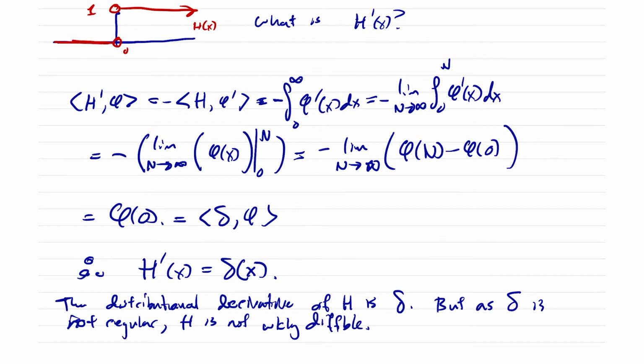Okay, so what we know is that you're weakly differentiable if your derivative is a regular distribution, and since the delta function is a singular distribution, that means that h can't be weakly differentiable. Okay. So now we can take it even one step further. Ask, what is delta prime?